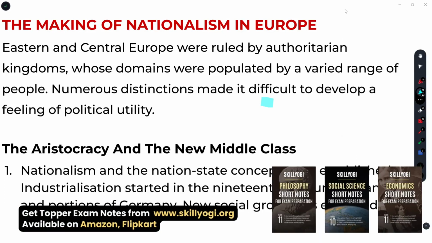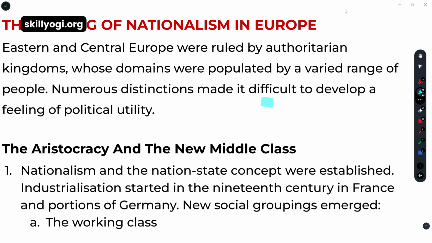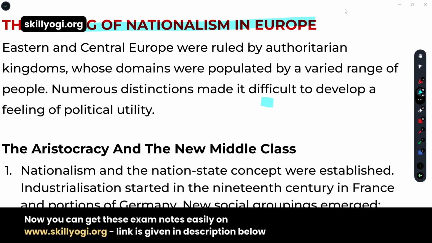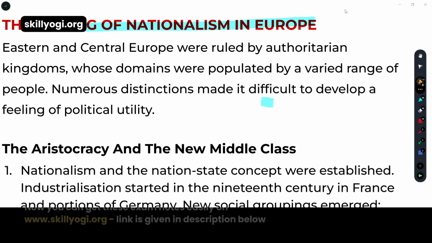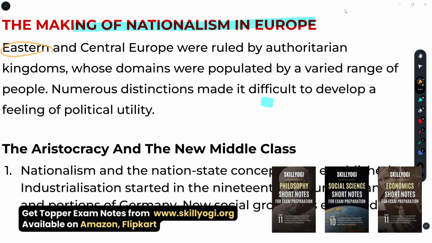Come to the next topic, which is the making of nationalism in Europe. That means the nationalistic thought or the nationalism concept has already spread out among the local or general people. Some parts of Europe were completely ruled by the authoritarian kingdom or government. So which are those parts? The central and the eastern part of Europe.